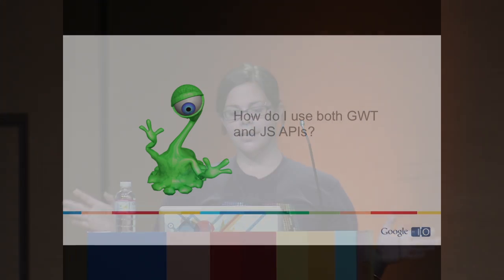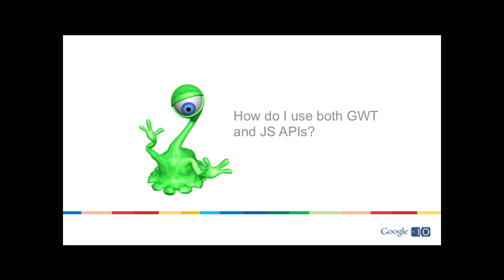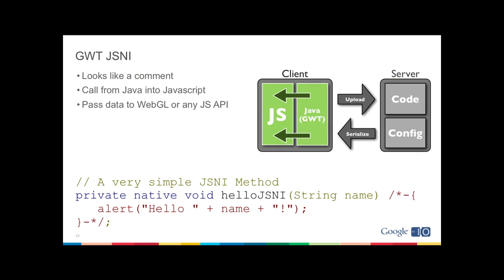So the very, very first thing you're going to need to know for any of this technology is how you get from the Java code in GWT to JavaScript. Because I use a lot of JavaScript APIs, and WebGL itself is a JavaScript API. So you're going to need to know how to go back and forth. And the way you do that is with something called GWT JavaScript Native Interface, or JSNI. It's your all-purpose window from GWT's Java into the JavaScript world.